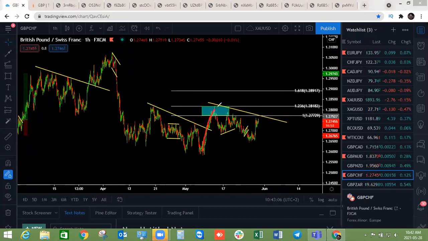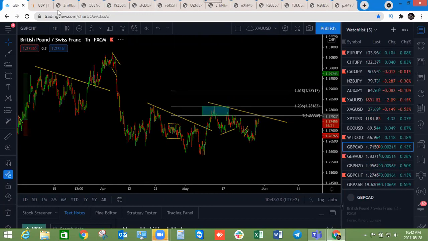We are expecting this to do that. Okay, so that's what we're going to be watching out for on pound chief. We were looking for this corrective structure to play out, to drop like that. But as you can see, it is going up. It is pulling back here in a corrective structure. This is not impulsive. Okay, so that's what we're looking at here on pound chief. Let's have a look at the rest of the pound pairs.